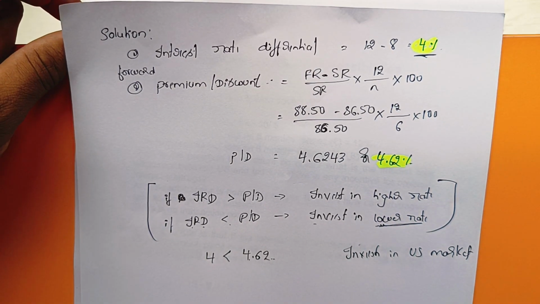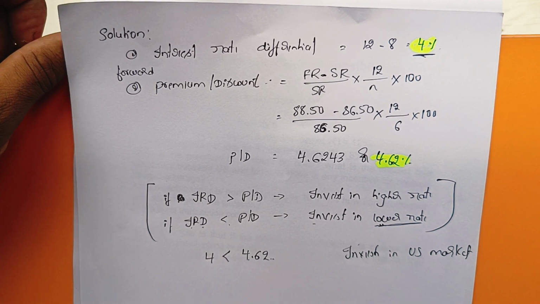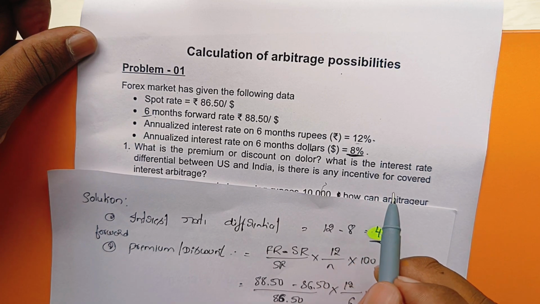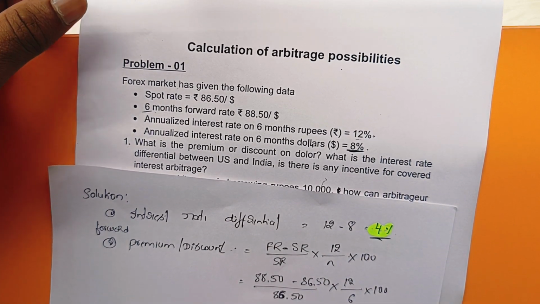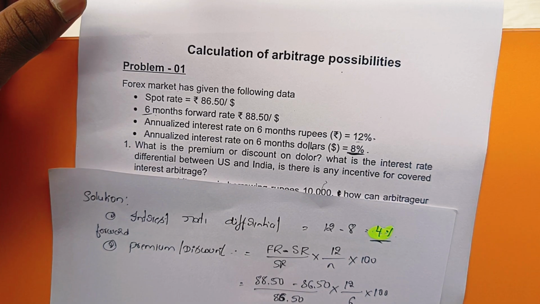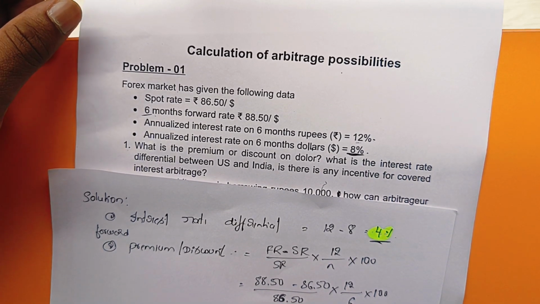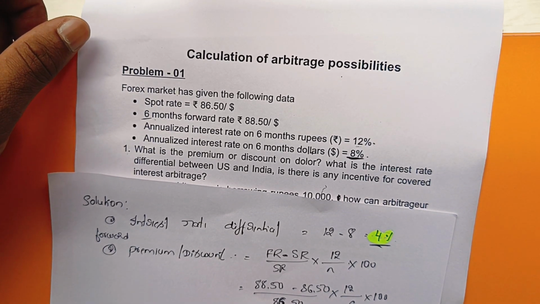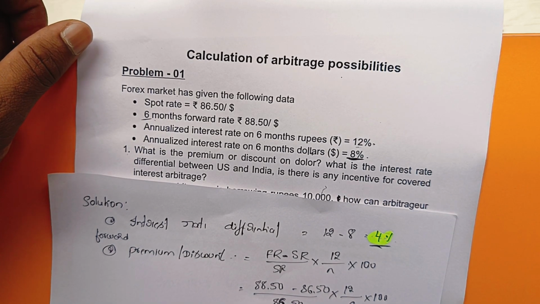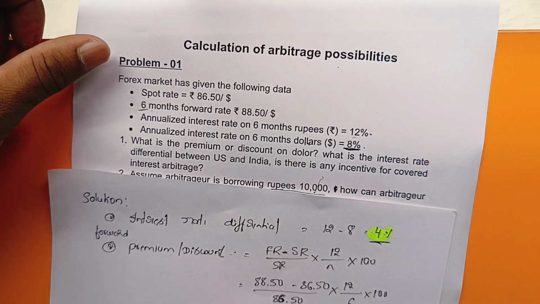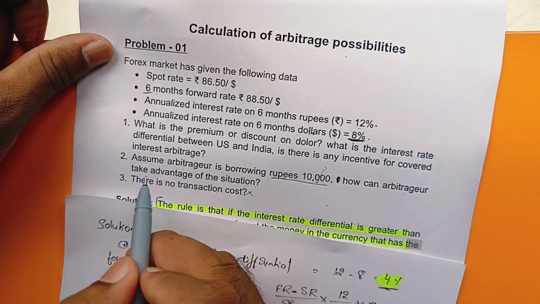Make a correction. Where the interest rate is lower, here in the problem the lower rate is US market. Written the sentence: the interest rate differential is smaller than premium or discount, then it is beneficial to place or invest in the market where the interest rate is lower. The lower is nothing but US market. If this much is clear, again they are going to ask one more question.